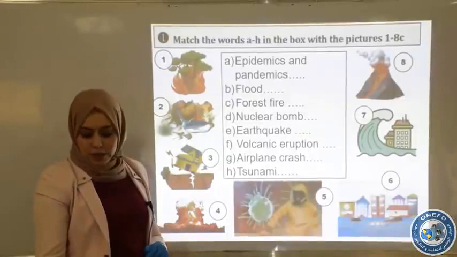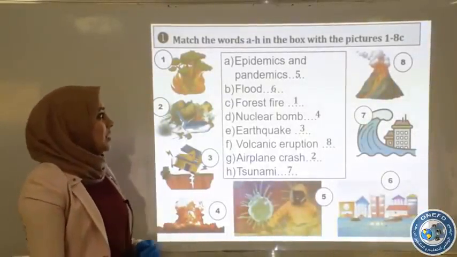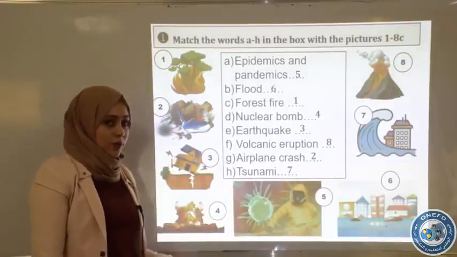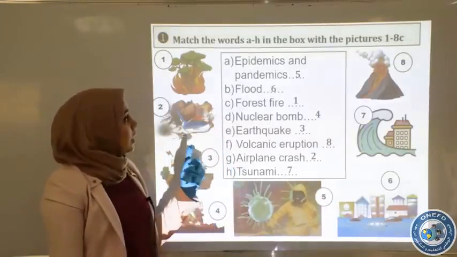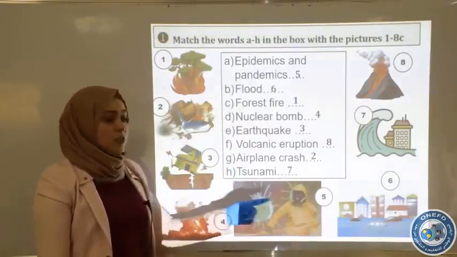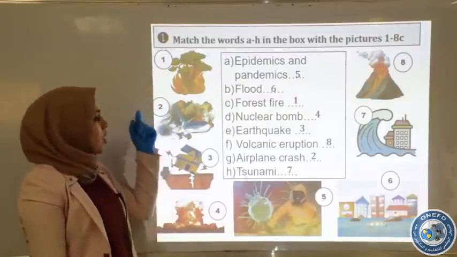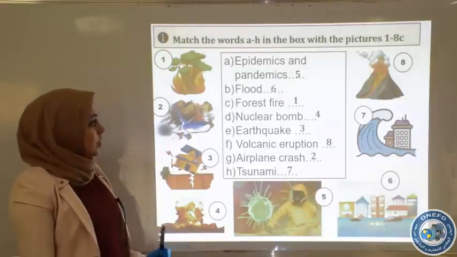So these are the answers to the task. The first one, epidemics and pandemics, goes with picture 5. Try to think of the coronavirus. It is a pandemic. It is an example of a pandemic. B, we have flood, which goes with picture 6. Then we have forest fire, goes with picture 1. And nuclear bomb goes with picture 4, as you can see here.